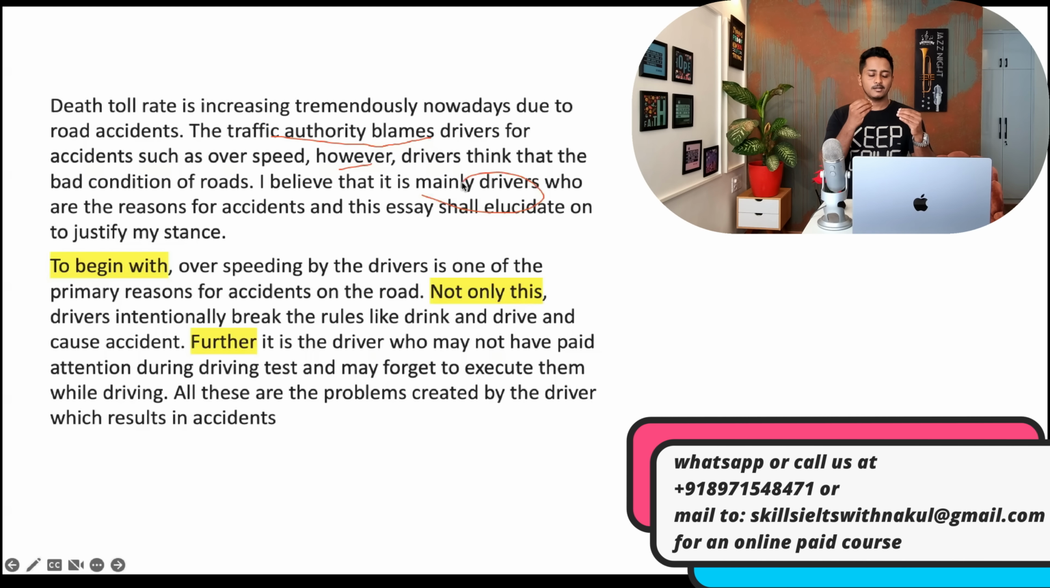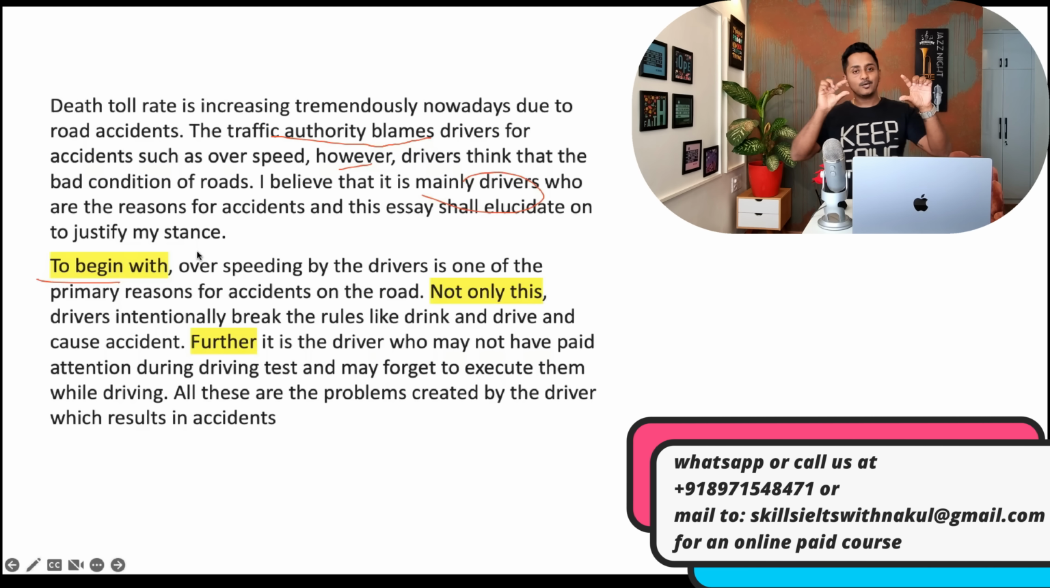The student wants to write the rest of the essay with a viewpoint that it is not because the road condition is bad. No, it is because of the drivers' problem. The problems are created by the drivers. Let's see how this person convinces. To begin with, I got a very beautiful linking word, coherence and cohesion. I get 8 out of 8 or 10 out of 10. No. Let's see. Overspeeding by the drivers is one of the primary reasons for accidents on the road.